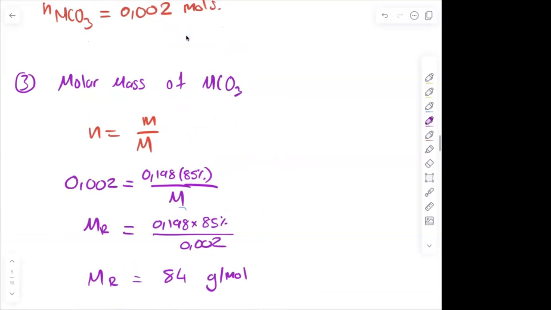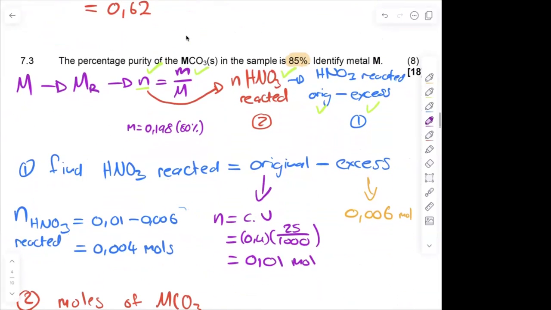So remember, for this one, we said we're looking to identify the metal M, right? To identify the metal M, we need to start by doing what? Finding the molar mass of metal M. To find the molar mass, there's an equation that we've got. N is equal to mass in grams over molecular mass, and that's going to be equal to the number of moles. We've got the mass in grams. We don't have the molar mass, but that's what we're trying to solve. So to find the number of moles, we're going to use our mole ratios, right? And what we can do is find the number of moles of HNO3 that reacted, right?